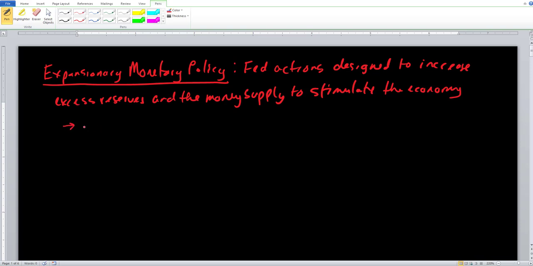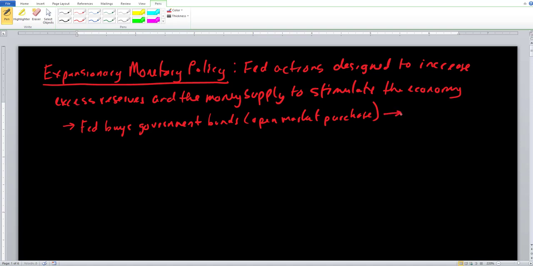So here, suppose that the Federal Reserve decides to pursue some type of expansionary monetary policy. How do they start this off? They're going to be pursuing an open market purchase. So the Fed buys government bonds. Remember, the special name that we gave for buying government bonds was an open market purchase. And when they pursue this open market purchase, what does that do to our money supply? It's going to expand our money supply.